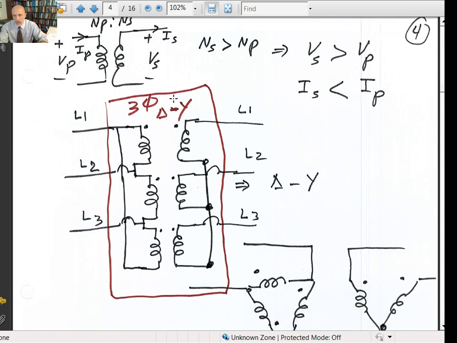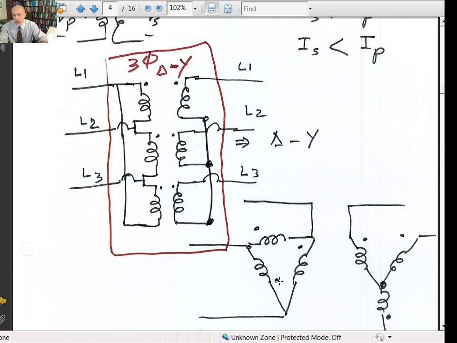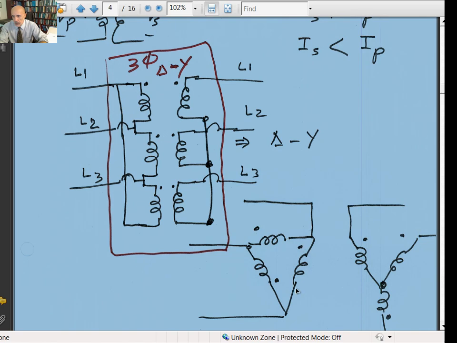When you do delta to Y, this is the schematics diagram, but if you look at it symbolically, here's phase 1, phase 2, and phase 3. On your primary, they take 3 transformers and hook them up as a delta, undotted terminals to dotted terminals, undotted to dotted, and undotted to dotted, and then those dotted terminals will go to the line. So you put everything inside a box, that'd be a three-phase transformer, but it's a delta Y connection. This is line L1, L2, and L3 coming in, and then it will go out.